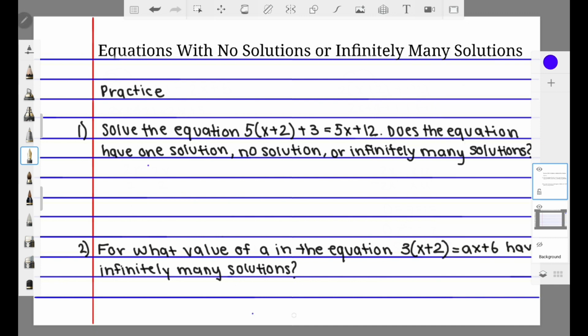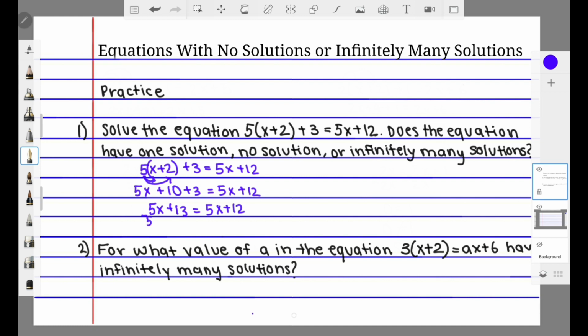Alright, so we have 5x plus 2 plus 3 is equal to 5x plus 12. So 5x plus 10 plus 3 is equal to 5x plus 12. Therefore, 5x plus 13 is equal to 5x plus 12.